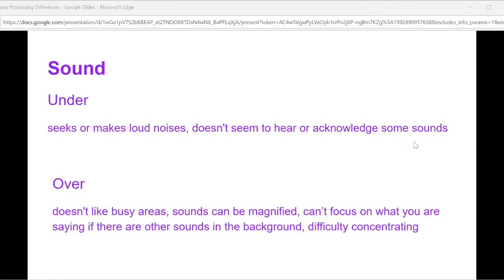And they may make loud sounds themselves to try and block out the other sounds. I know I've had quite a few people say to me, well, you say that they're oversensitive to sound, but they make a lot of sound themselves. And that's often the case because they're either undersensitive and they're making loud noises because they like it, or they're actually trying to block out some of the other sounds that are around them because it's too much.